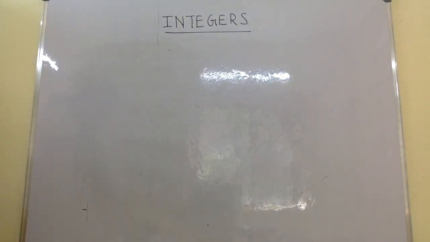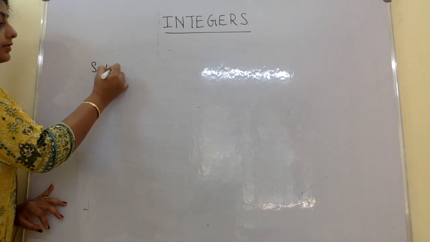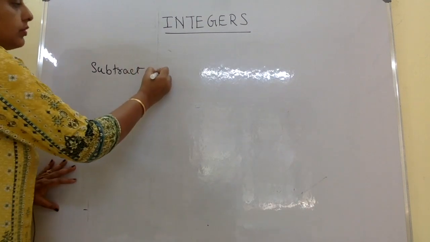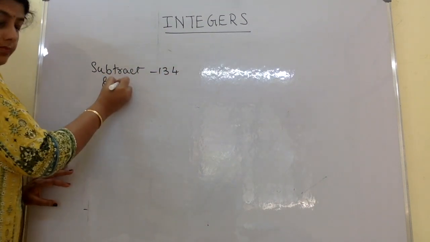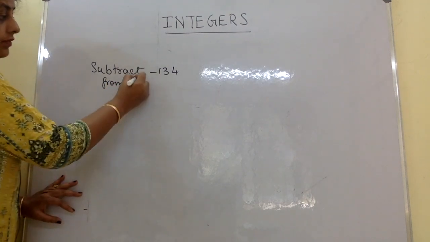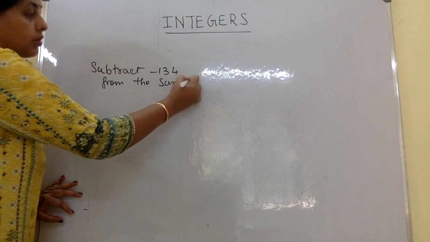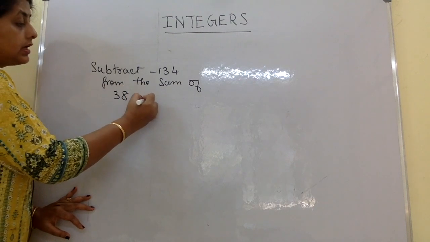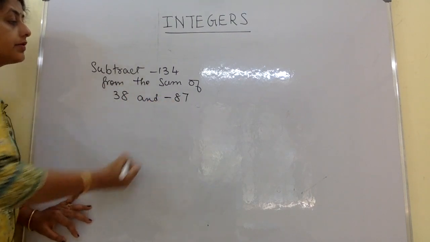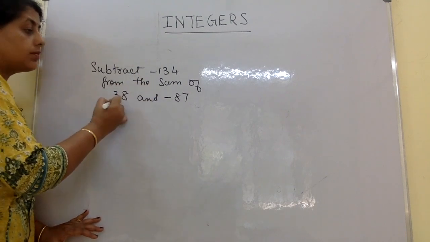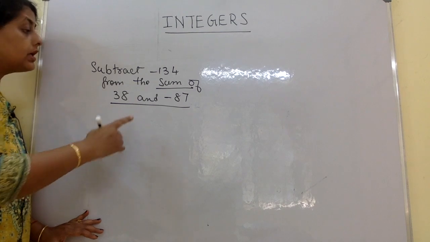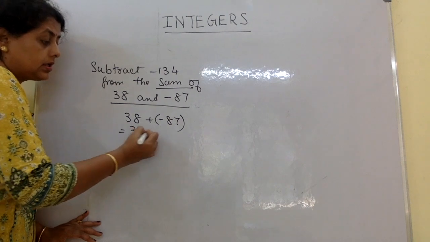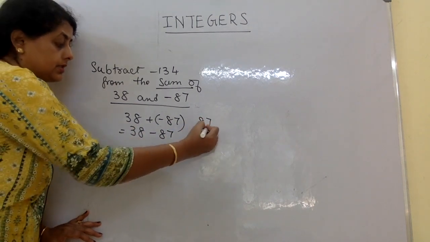Next, subtract minus 134 from the sum of 38 and minus 87. So be a little careful. Subtract this from the sum of, so this much is again one sum. So now 38 plus minus 87, 38 minus 87. Different signs, subtract.